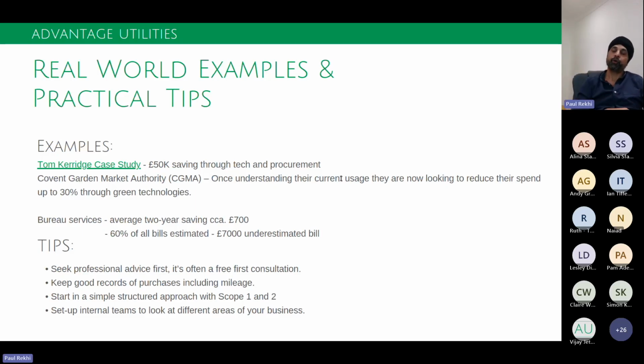Always start with a simple structured approach. Scope 1, scope 2. Start there. Keep it simple. Understand, build your processes up. Understand your scope 1 and scope 2, because they're the minimum requirements for most UK compliance and regulation. And lastly, don't try and do this yourself within your business. Set up teams. Talk about it within your business. Set up teams. There'll be different types of data within different realms.